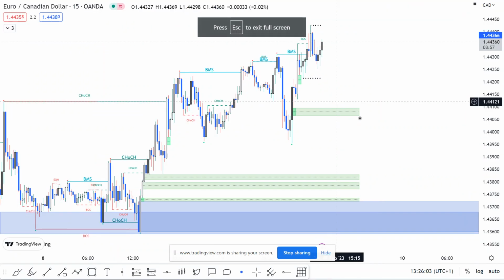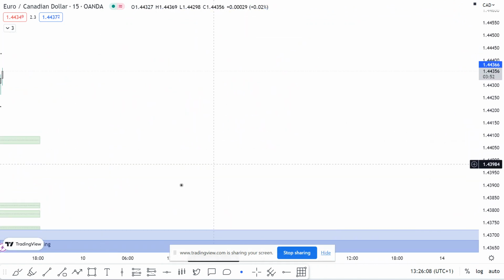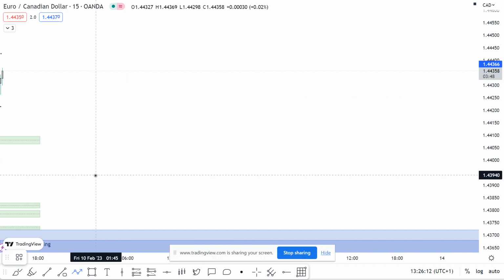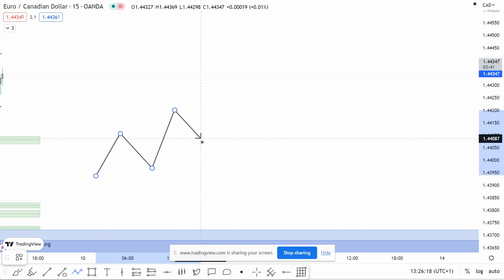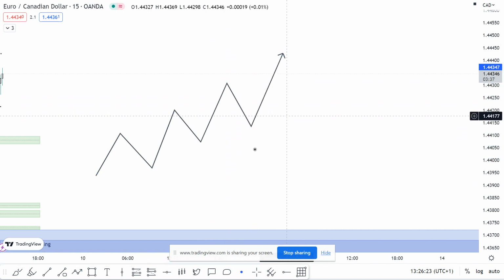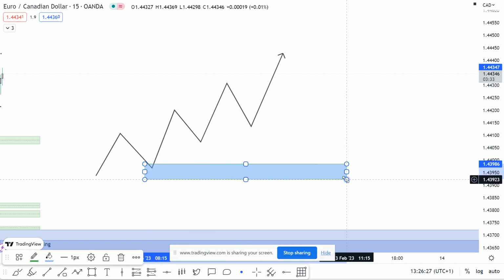All right, so I just want to show you guys something I've been using, which has been effective. So this is what you do. If you want to buy, you look at a situation like this whereby price makes this, and then let's say you have your demand zone.